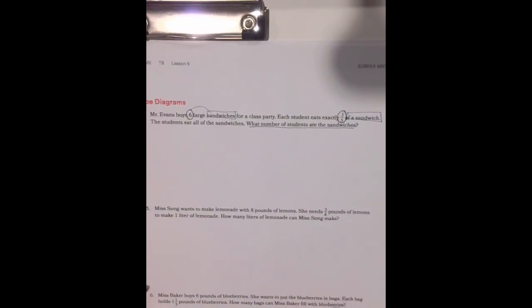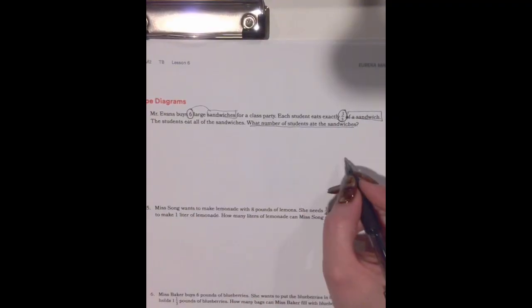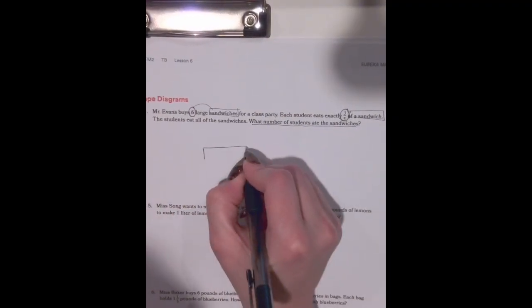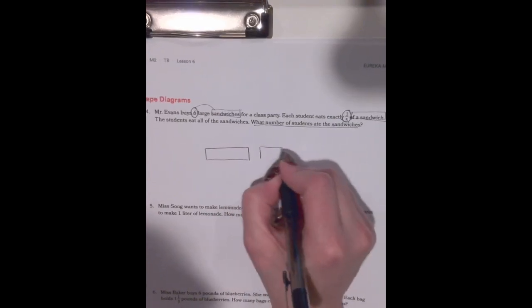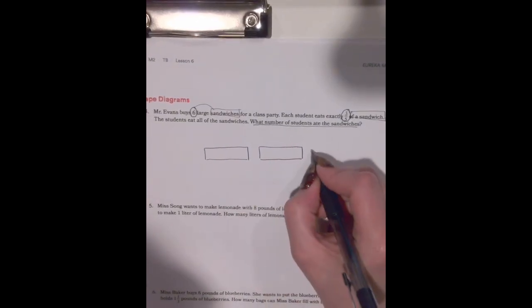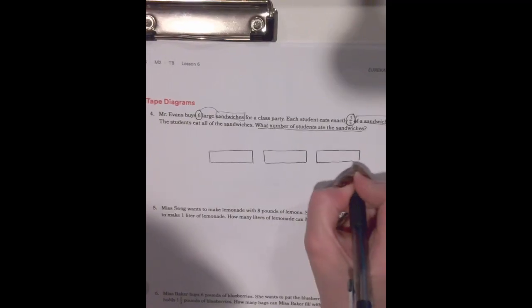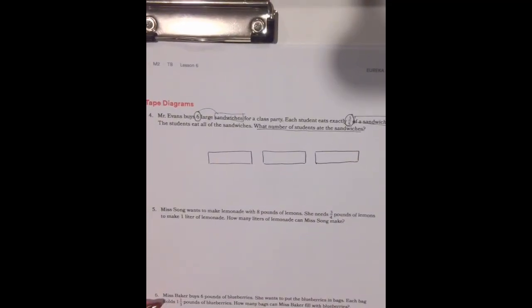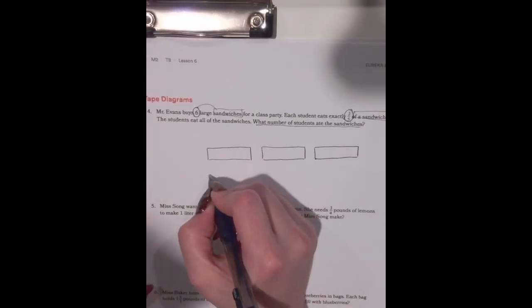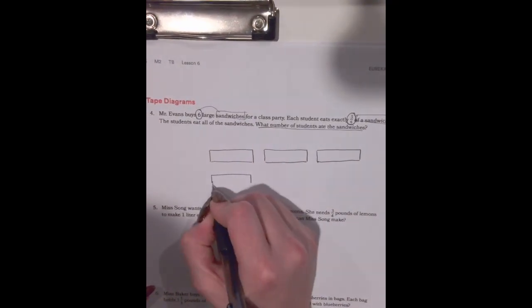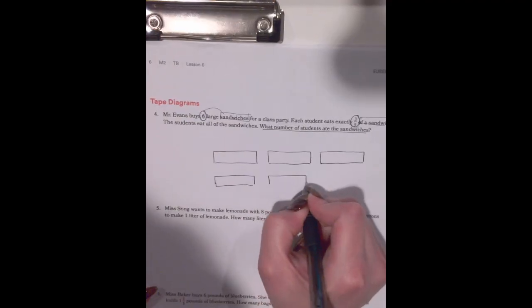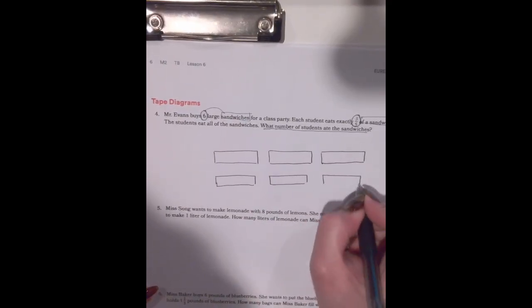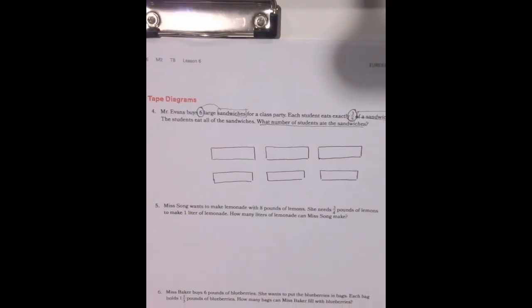So I want you to think, if we had these sandwiches, I'm actually going to show them a little bit separate because I want you to think about this in a real case scenario. So instead of having a full tape diagram, I'm going to draw 3 different sandwiches because this is personally how I would think about it. We have 3, but we need 6. So we have 6 of these large sandwiches.